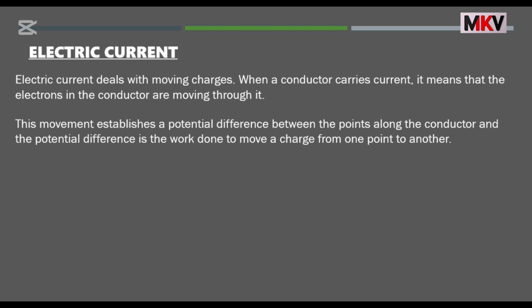So this movement establishes a potential difference between the points along the conductor. And the potential difference is the work done to move a charge from one point to another. So when the charges are moving from one point in the conductor to another, electric current is created. And that movement also creates a potential difference in the conductor, and this potential difference is due to the work done from moving the charge from one point to another.